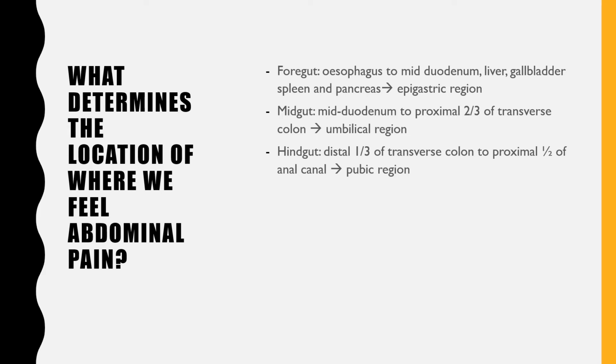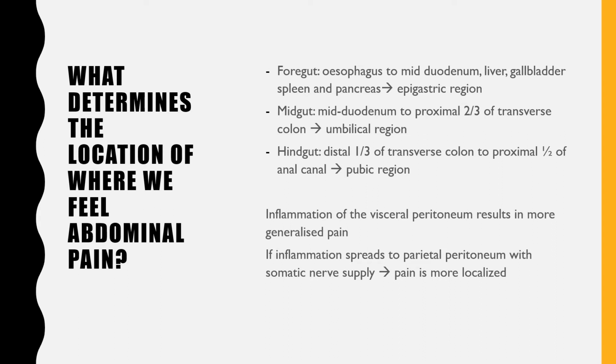The midgut from the mid-duodenum to the proximal two thirds of the transverse colon tends to create pain in the umbilical region, and the hindgut, so from the distal third of the transverse colon to the proximal half of the anal canal, refers to the pubic region.